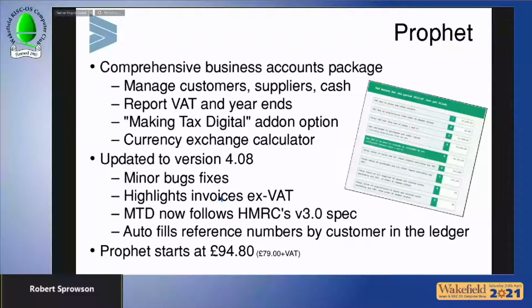So Profit is available now. That's £79 plus VAT. Of course, VAT you can reclaim back if you're a business as well. And then the Making Tax Digital add-on is an extra £54 if you need that. So not all companies need to use Making Tax Digital yet. You can skip it if you're below the £85,000 VAT threshold at the moment.